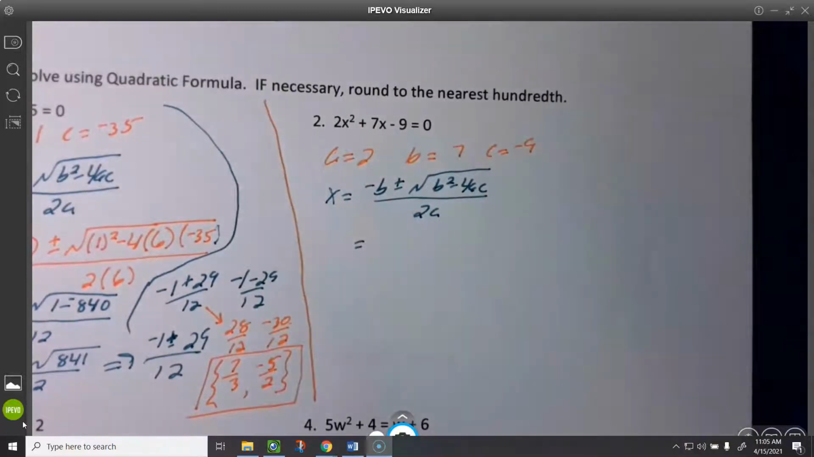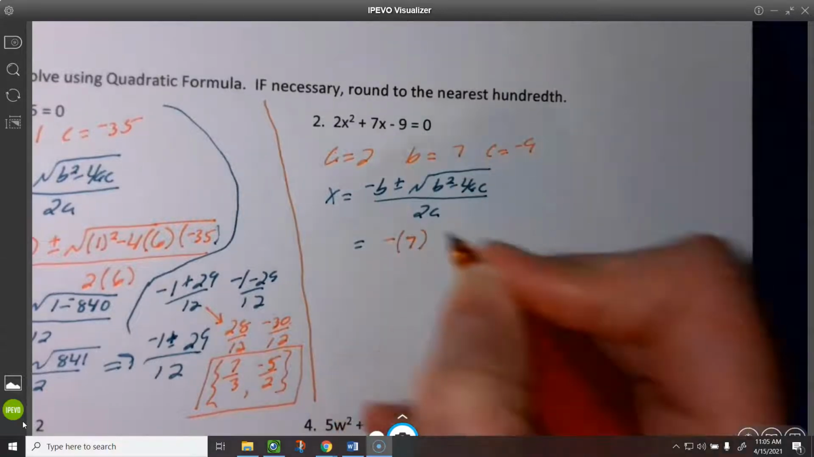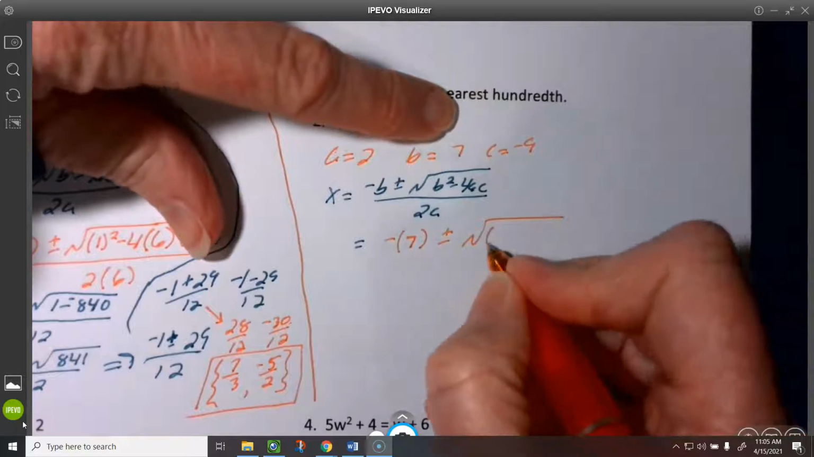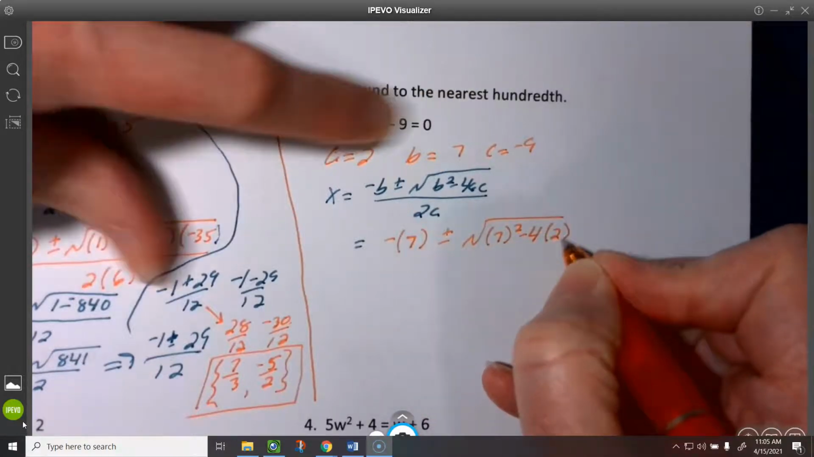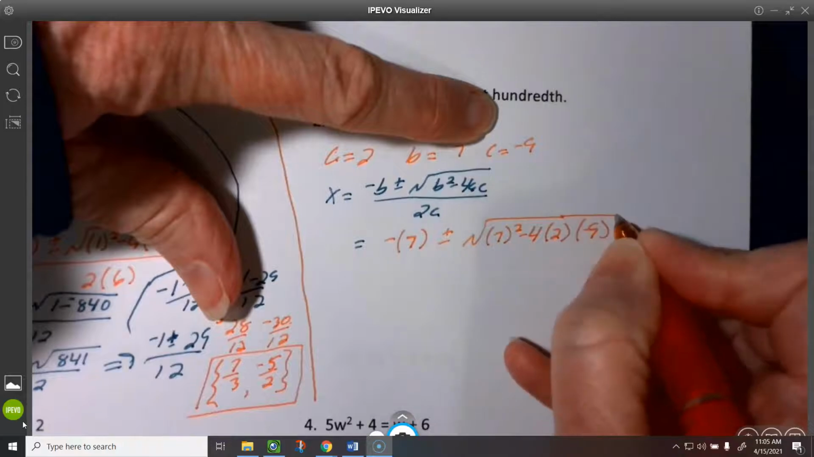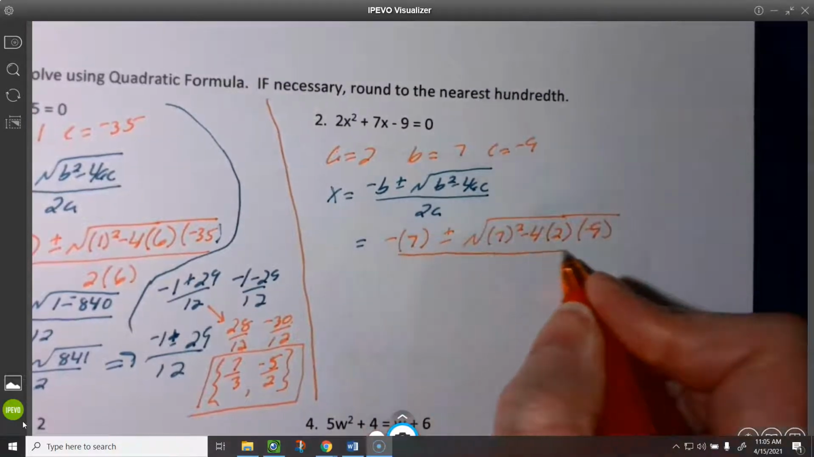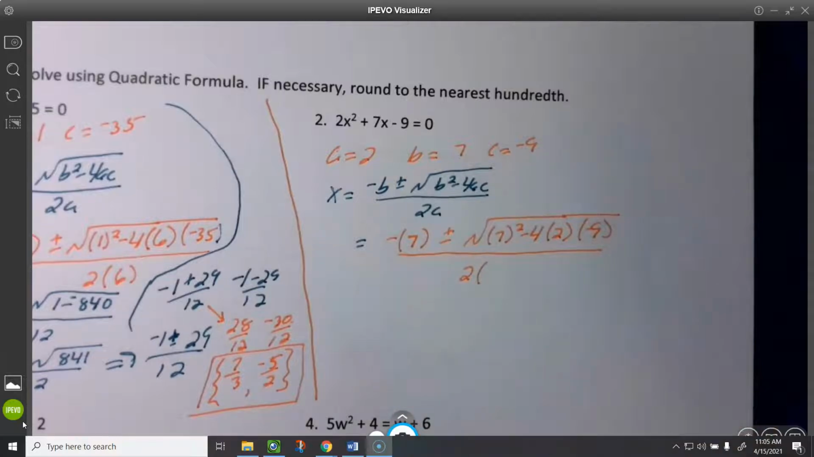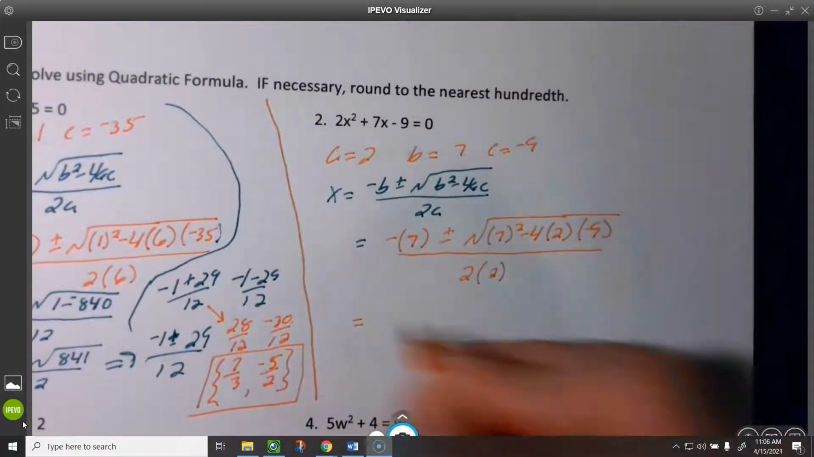Good. Now let's plug everything in. So negative B, which is 7, plus or minus the square root of B squared minus 4 times A times C. And I realize we could have just written down 49. I know that. But I highly recommend that you just plug it in first and then simplify. So there's no race to get it done. We have time, not a problem.